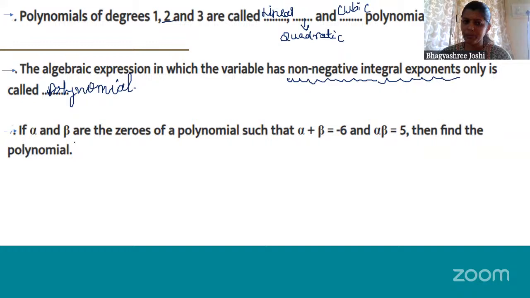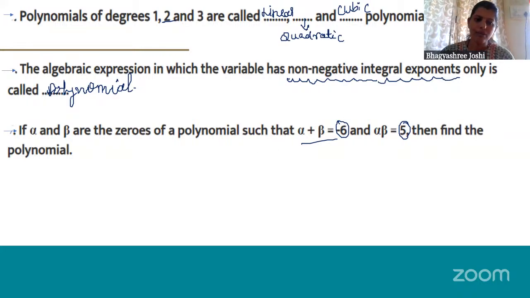If alpha and beta are the zeros of the polynomial such that alpha plus beta is equal to minus 6 and alpha into beta is 5, then find the polynomial. This question was asked in the previous year examination, and it will be asked for 1 mark.